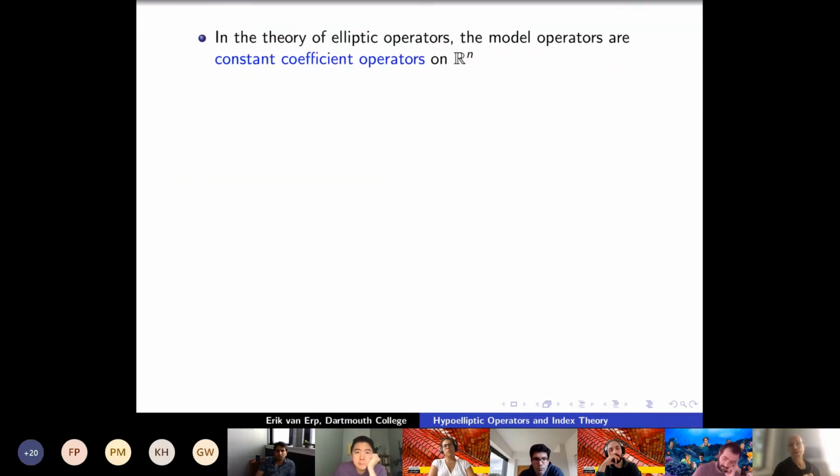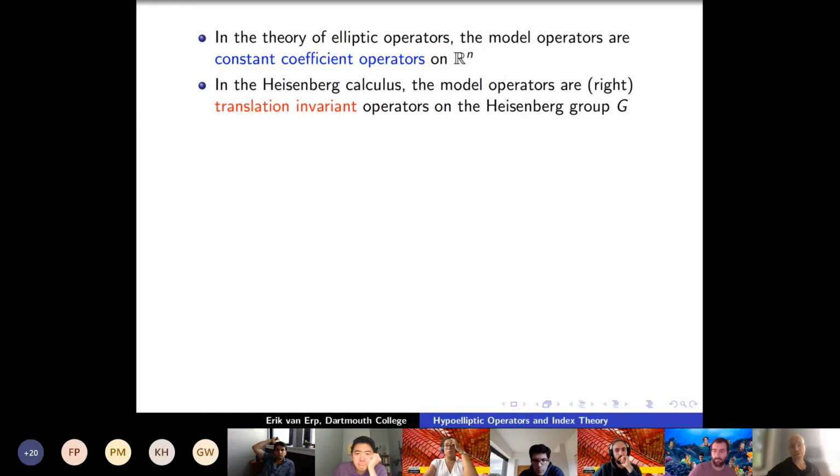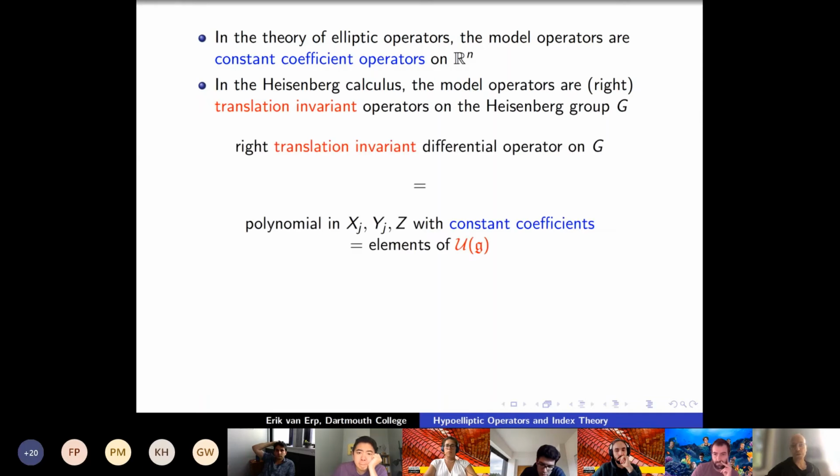So that's the second step. Instead of working with constant coefficient operators, as we did in the theory of elliptic operators where those were the model, here we're going to work with translation invariant operators on the Heisenberg group. So there's a replacement for constant coefficient operators: if you write the operator as a polynomial using the natural translation invariant vector fields on the Heisenberg group, then they have constant coefficients.